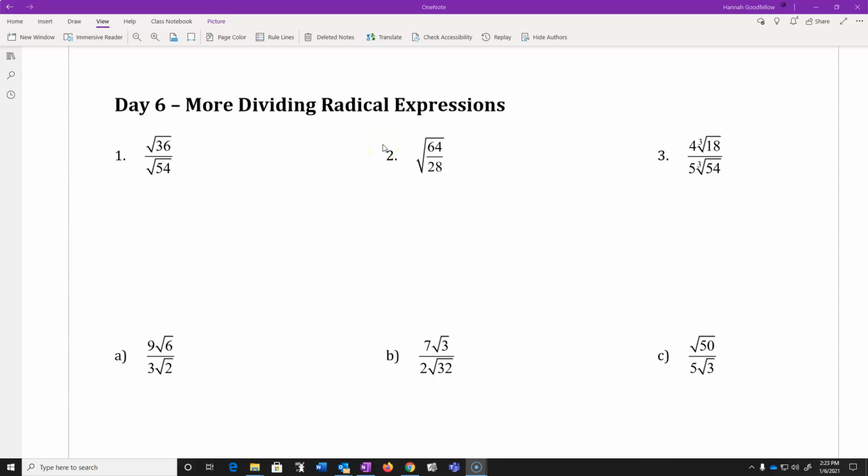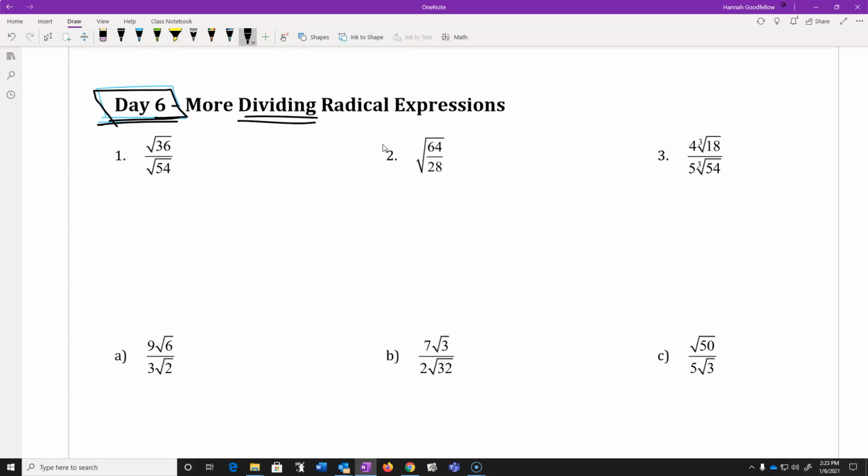All right, now this is Mr. Goodfellow, and they gave me the very last day, day number 6. So we are going to try our best to put together all of the possibly worst things that could possibly happen in radicals in this very last day. So it's a lot more dividing radicals, but what kind of things are you going to run across and what kind of methods could be really super helpful for you?